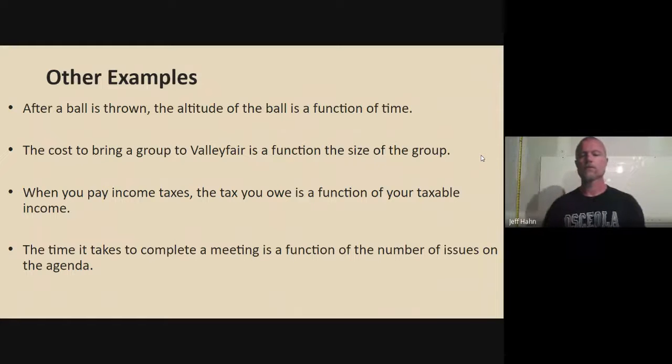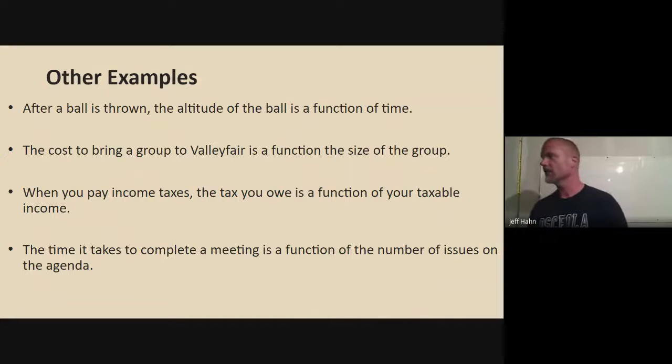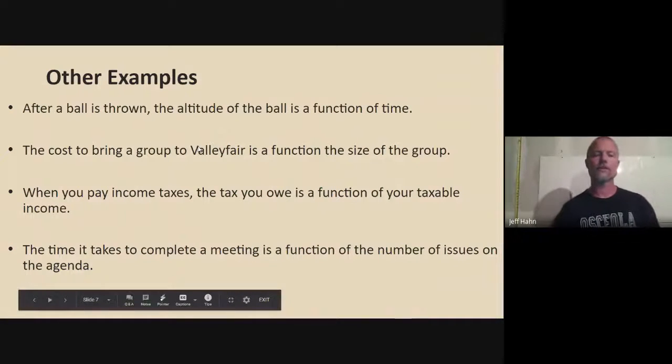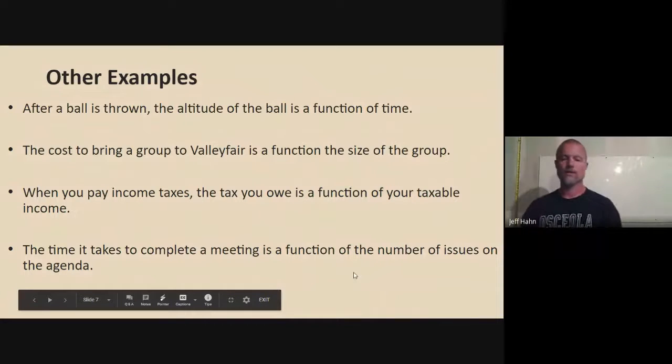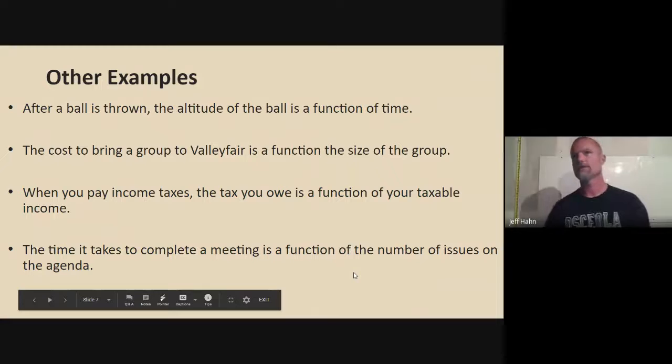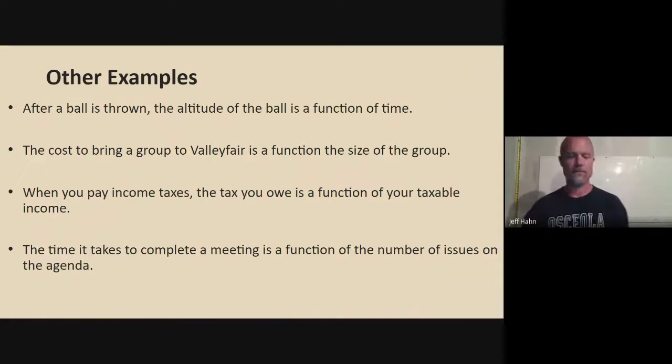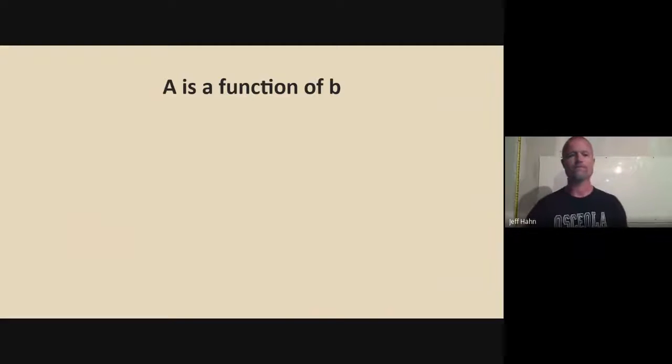The time it takes to complete a meeting is a function of the number of issues on the agenda. Yeah, that's true. Typically, the number of issues on an agenda kind of controls or dictates the amount of time that it takes to complete the meeting. So again, outputs are the first thing listed in that phrase and inputs are the second thing. So "is a function of" could be said as "can be predicted by," "can be controlled by," or "can be changed by," one of those three.